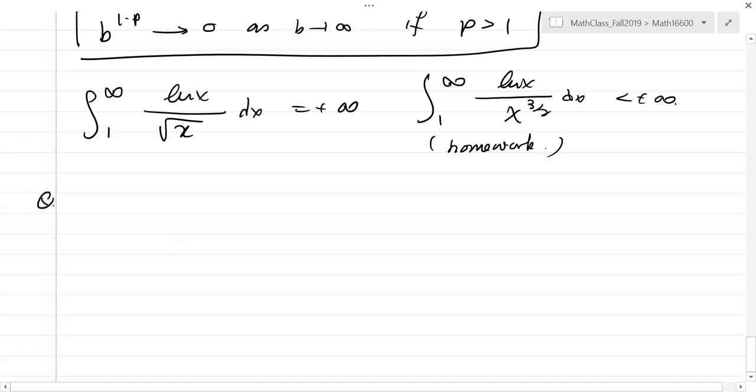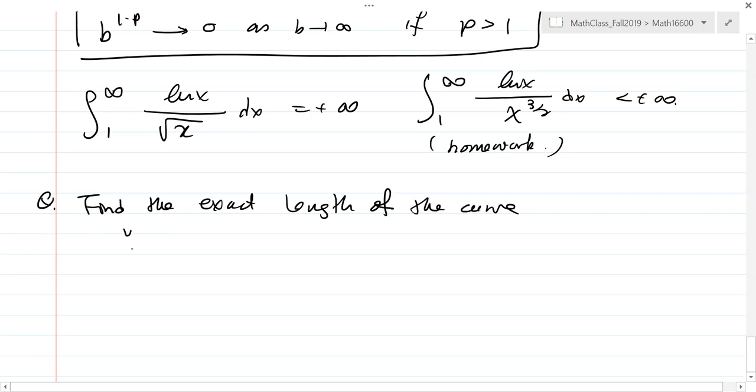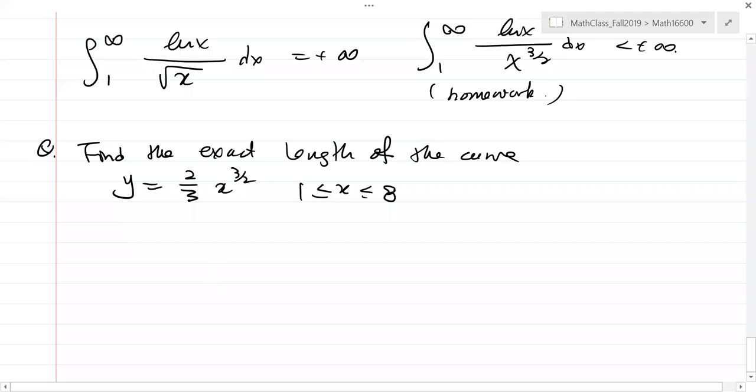Okay, so the next problem. Find the exact length of the curve given by y equals 2/3 x to the 3/2, where x is between 1 and 8. Do I need to draw the graph? Maybe not necessary, but it's better to find a starting point and end point. When x equals 1, y is equal to 2/3. When x equals 8, what is the y value? 8 to the 3/2.